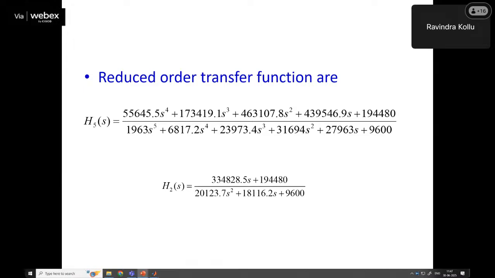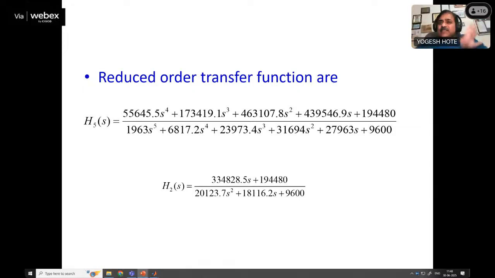Who was asking? Yes, sir. My name is Neha. Okay, Neha. Actually, if the higher order model is, let us say, an underdamped response, the oscillatory behavior is there. So in that case, we cannot reduce it to first order.